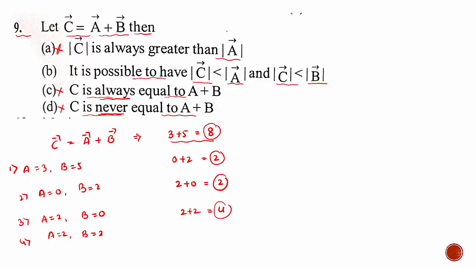Remaining is only option B. You can observe option B. It is possible to have mod C, the resultant value, less than A and that may be less than B. So here C is less than A and C is less than B. So it is possible that it may be greater, that may be equal, but here we can observe the word always, never, it is not suitable. Considering the possibilities, option B is the right answer.